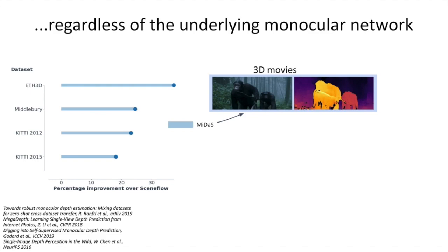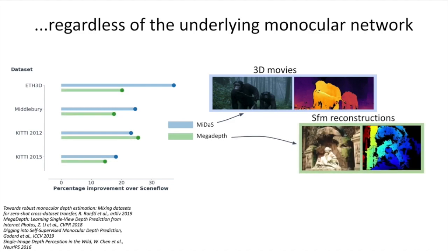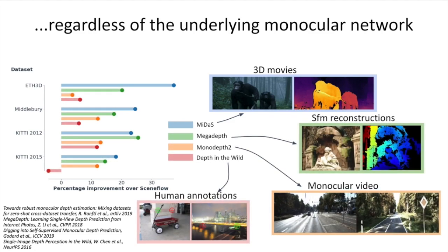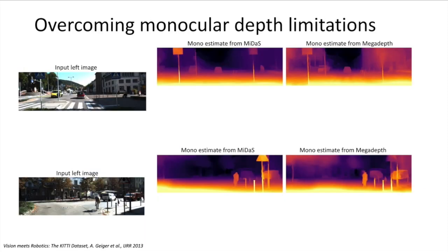We can see that our approach still outperforms synthetic data, irrespective of the type of data used to train the underlying monocular network, whether it be 3D movies, structure from motion, monocular video, or human annotations. Importantly, we are not limited by the quality of the underlying monocular network that is used.